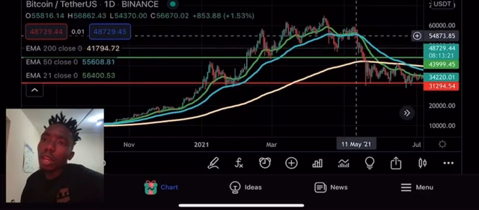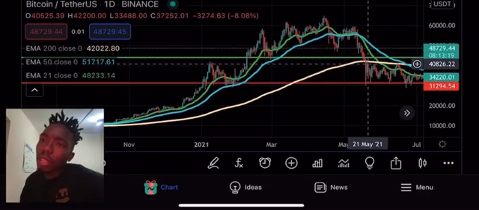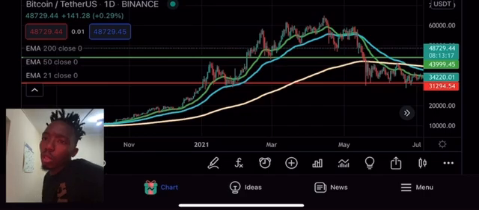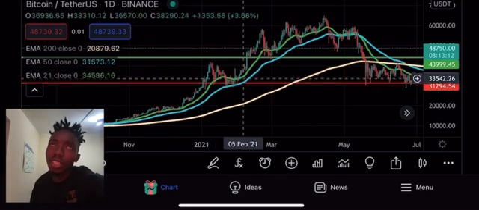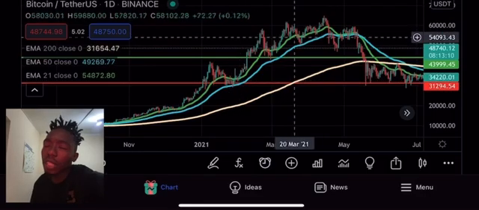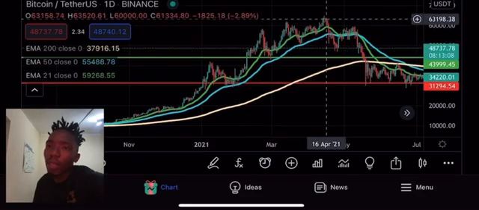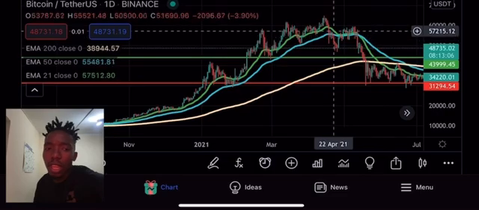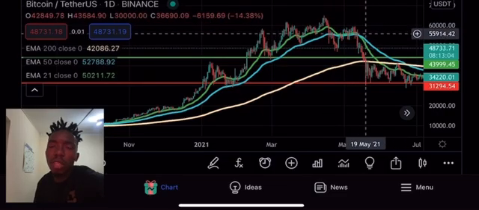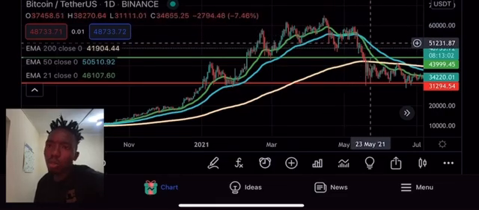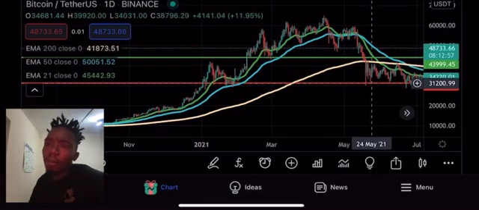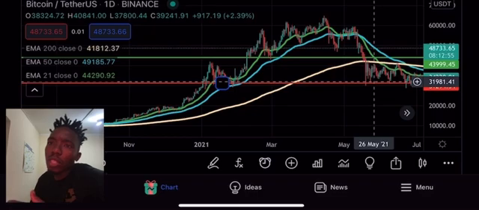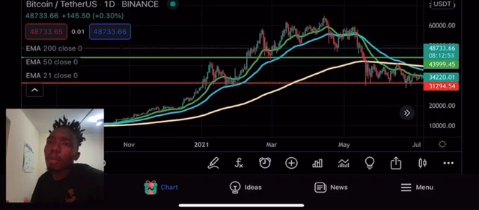coming down from the 50 EMA all the way, breaking below the 200 EMA. I think that's when Elon Musk said he's going to stop accepting Bitcoin as a legal payment for Tesla, because miners had to use more renewable energy. So it's normal, and this is what happens in the market.